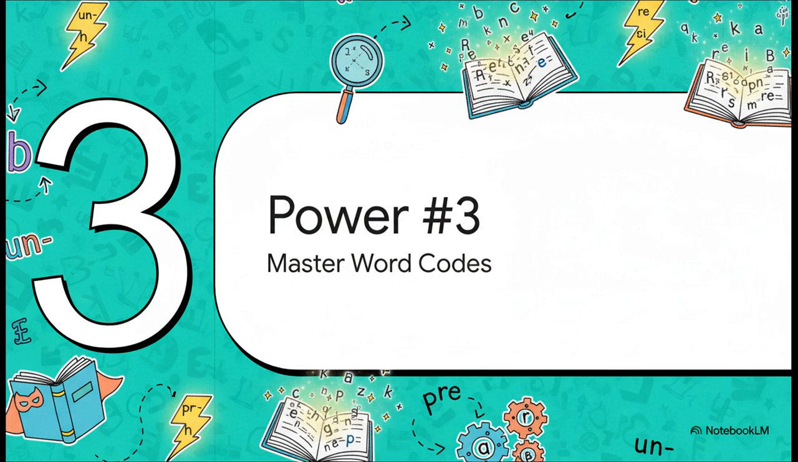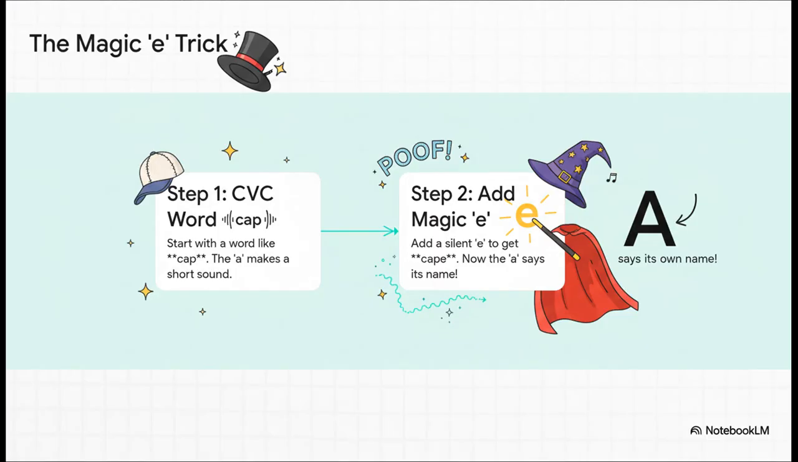Now, get ready for our third superpower. This one is super cool. It's time to master secret word codes. Ooh! These are special patterns and little word parts that can totally change a word's sound or what it means. Just like that. Okay, so these codes are all about finding patterns.